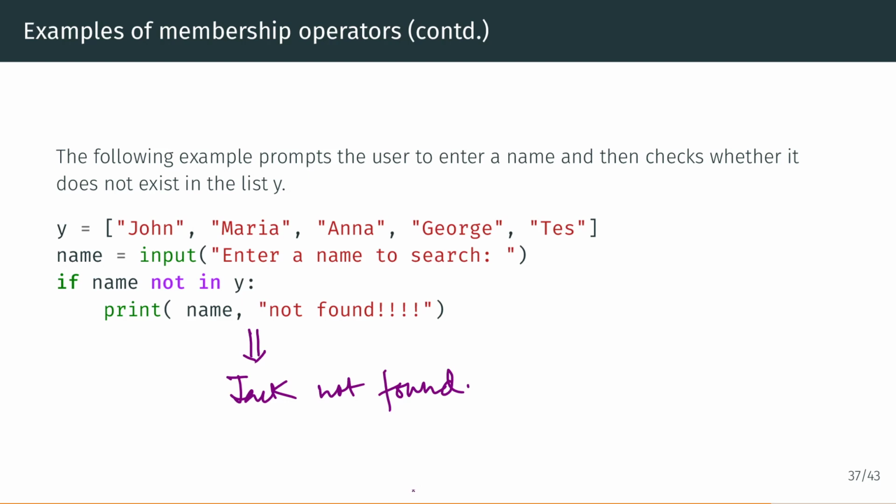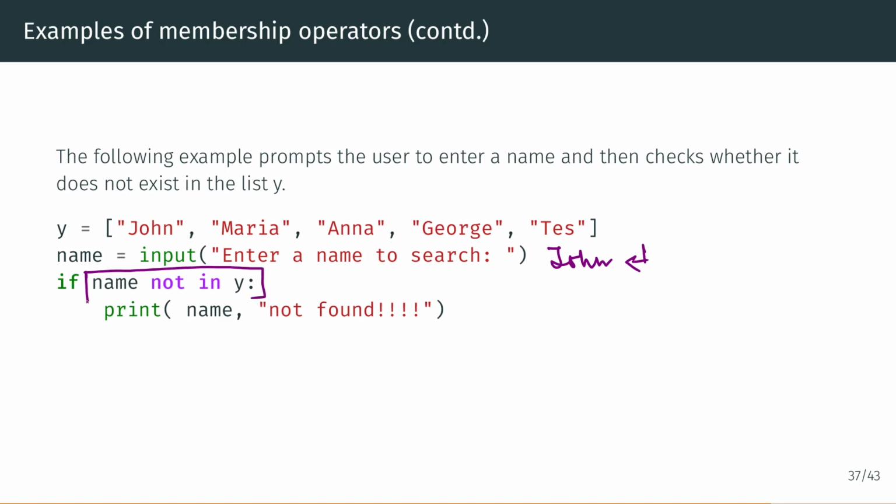If on the other hand I enter, let's say, John, the name not in Y will evaluate to false, because John is in the list. So John not in the list will evaluate to false, and then we won't print anything.